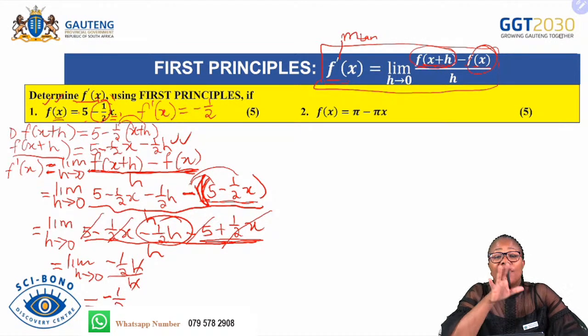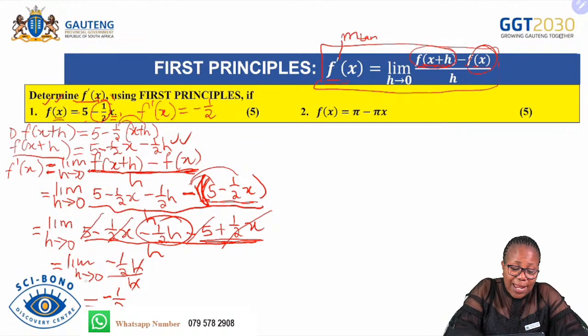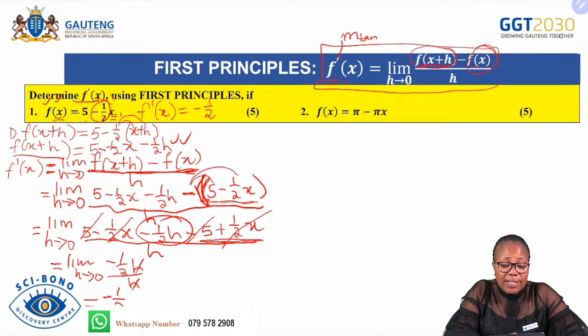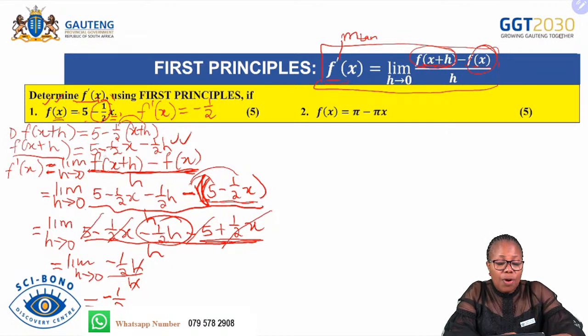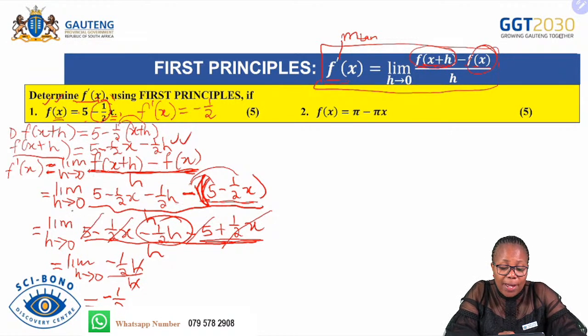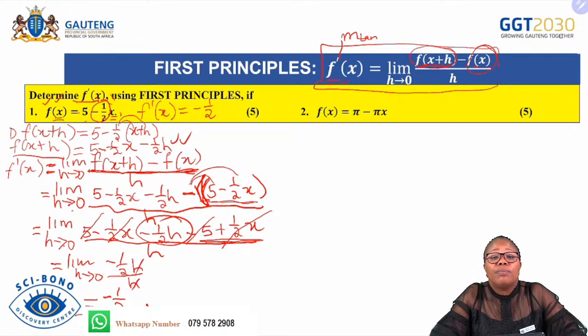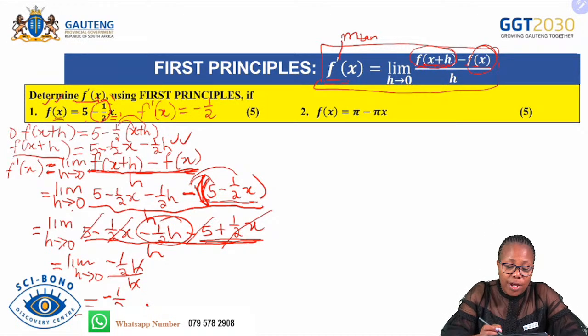The minute we have something without an h, we don't write this limit anymore. This limit of h approaching 0 must appear throughout where there is an h. There must be a limit on the left. The minute there is no h, there is no limit of h approaching 0.